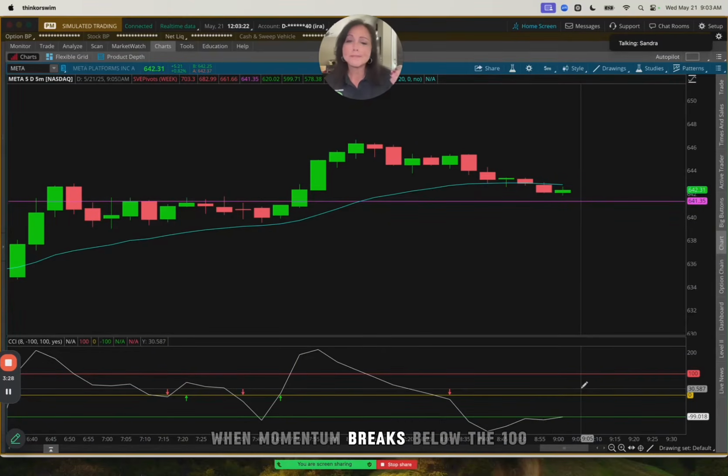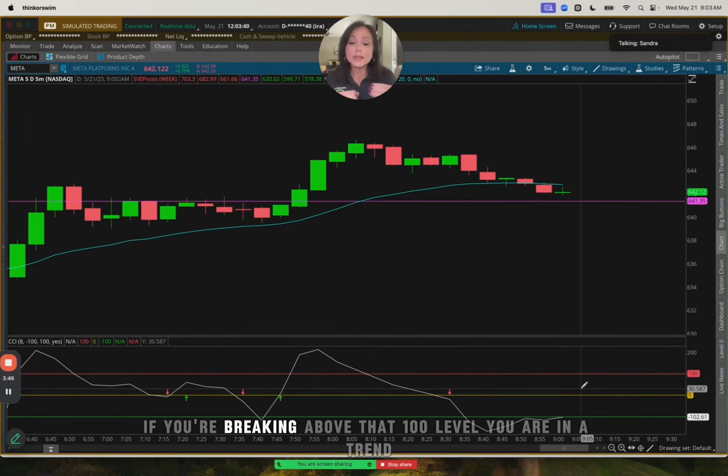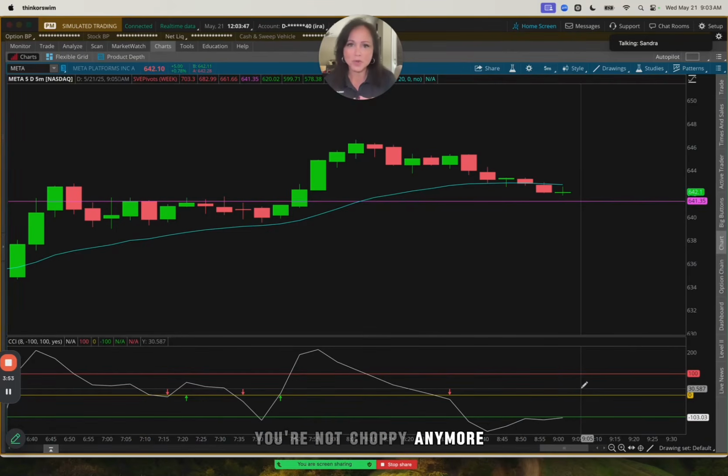When momentum breaks beyond the 100, that's high. It's a trend direction. You're not in a choppy environment. You actually have a trend when you're breaking through the 100 level. If you're breaking above that 100 level, you are in a trend. You're not choppy anymore. You're not range bound with momentum.